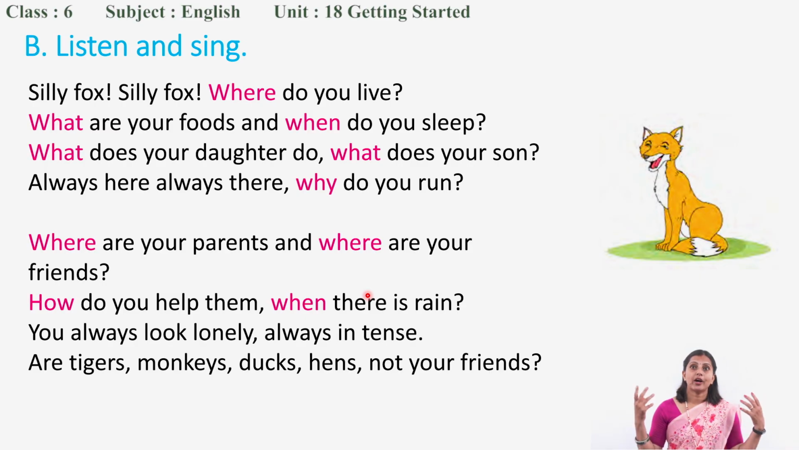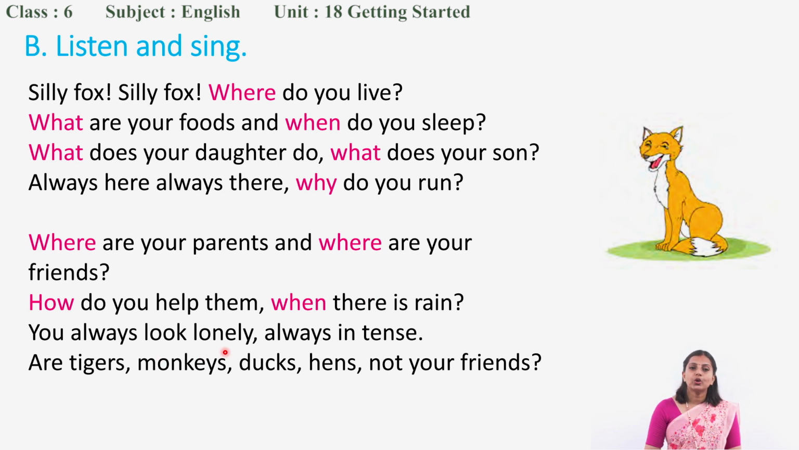Exactly, because they don't have a house like us, right? They don't have an umbrella like us, isn't it? We can have a raincoat, we can have umbrellas, but poor animals, they don't even have clothes, isn't it? So, how do you help your family and friends when it is raining, when everything is wet? How do you help your friends and family?